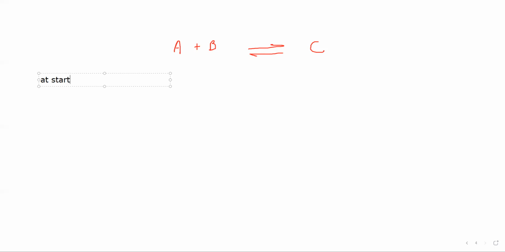Example, you have 10 gram of A and B in the beginning. So when you have 10 gram of A and B, how much C will be there in the beginning? 0, because the reaction did not start. Now you started the reaction. First A and B will react and form the product C.